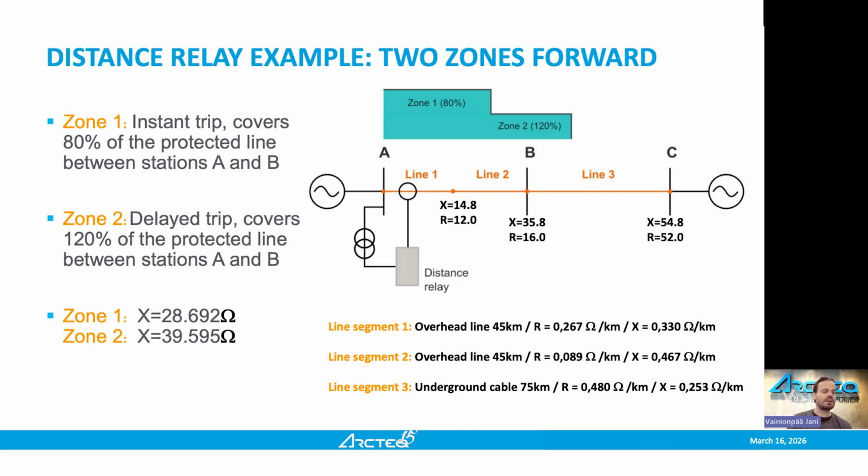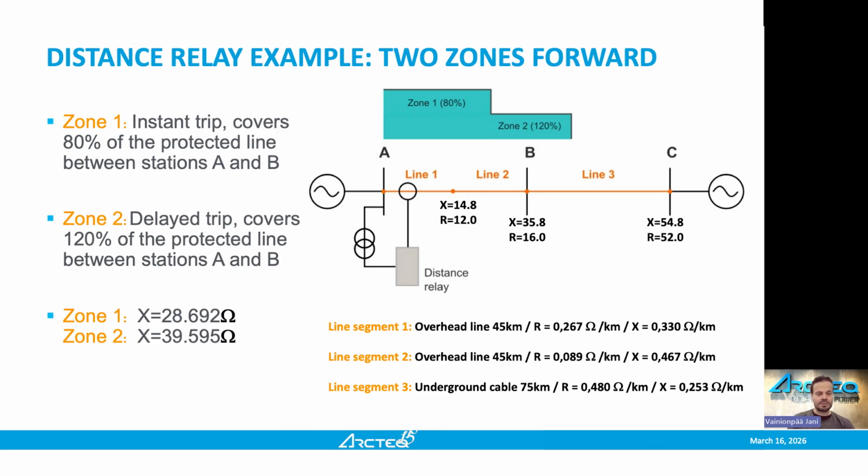And if from here we continue with another line, and it ends at the station B, where we got ohmic values of reactive 36 ohms and resistive 16 ohms. Then the underground cable between station B and C, and here are our ohmic values at the end of line 3. And as per these values, this 80% of zone 1 reactive reach corresponds to roughly 29 ohms, and this zone 2 120% reach corresponds roughly to 40 ohms.